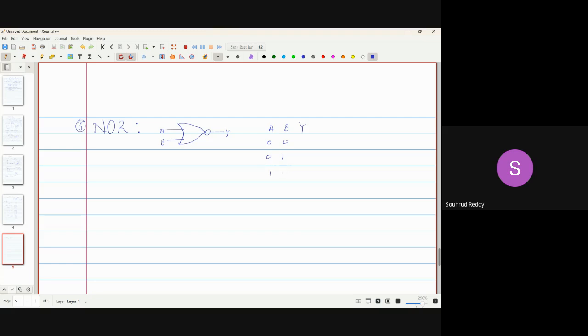Same thing as OR, but it's inverted. So 0 0 will be 1. 0 1 will be 0, 1 0 will be 0, and 1 1 will be 0. So basically, if any input is high, the output will be low. Yes, sir, correct.